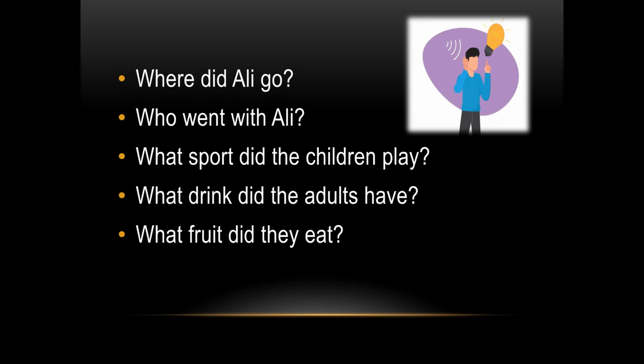This was the text. Now look at the questions given. Where did Ali go? Who went with Ali? What sport did the children play? What drink did the adults have? What fruit did they eat? There are 5 more questions.